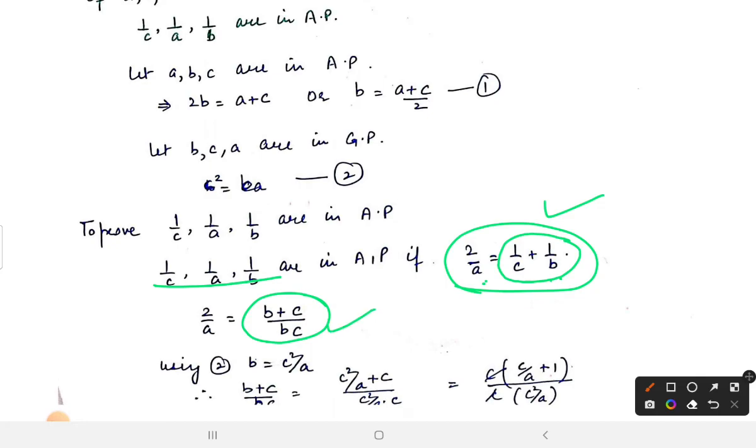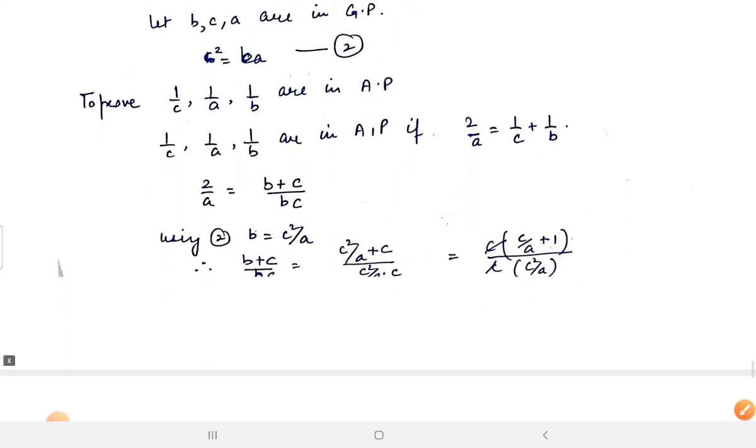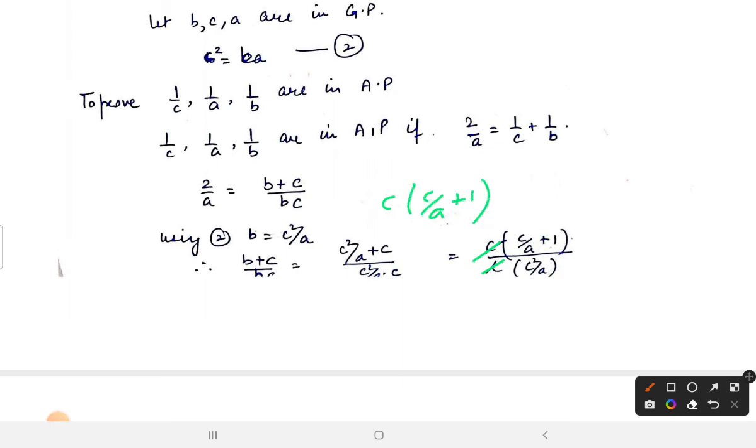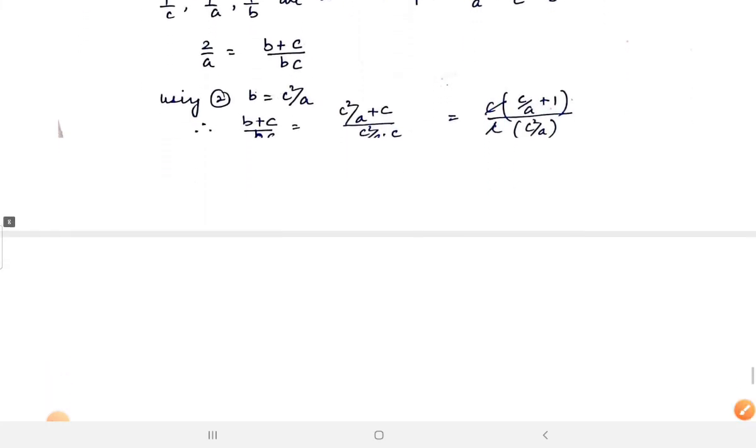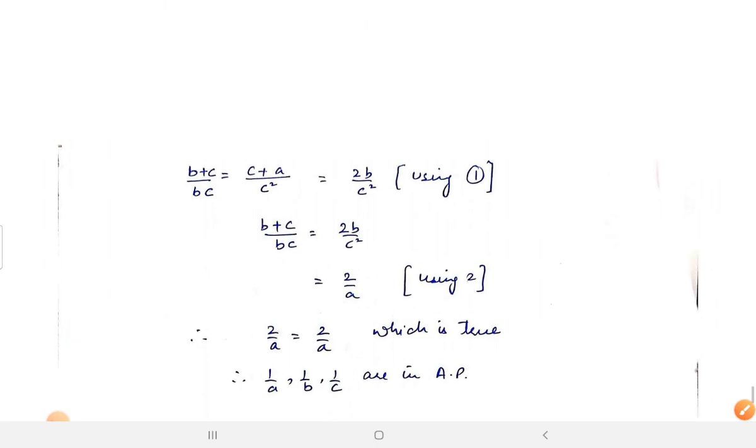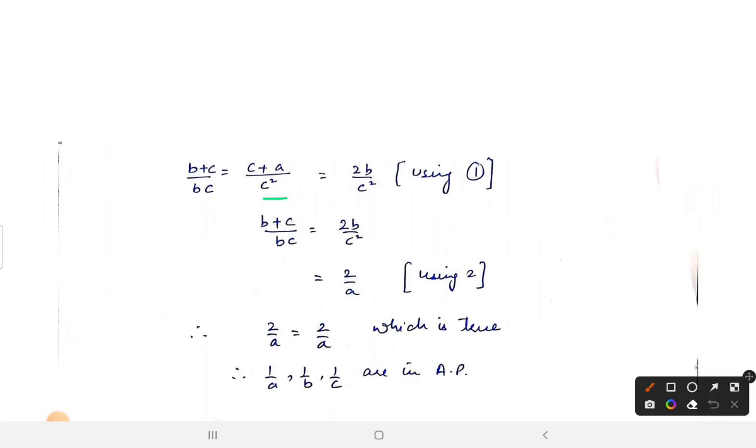Now put the value of b from this equation. b is c square by a. So we have c square by a plus c, upon c square by a into c. Here c cancels with c, common. Here you have c by a plus 1, and you have c by a plus 1. Take the LCM now. So it is (c plus a) upon c square.